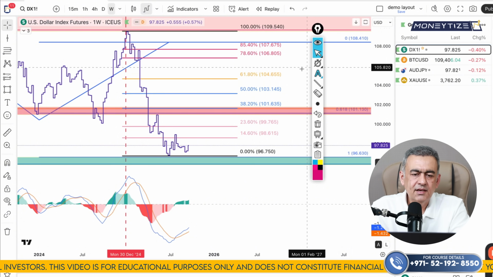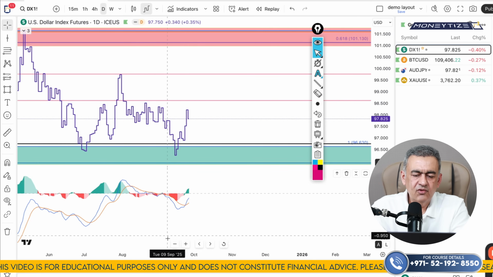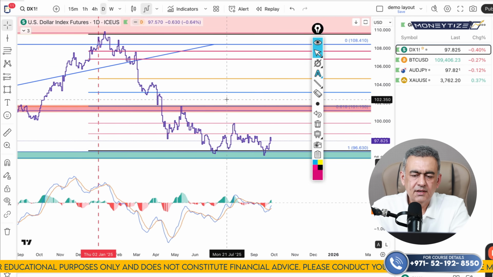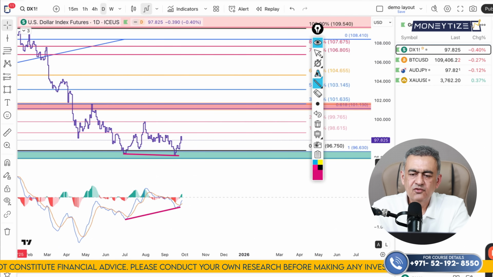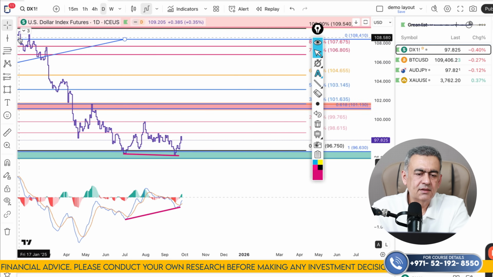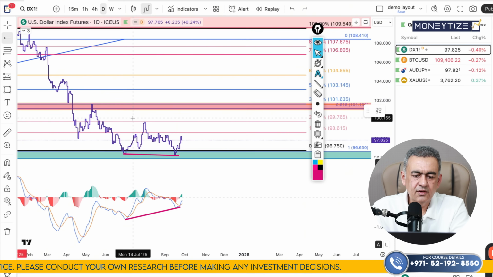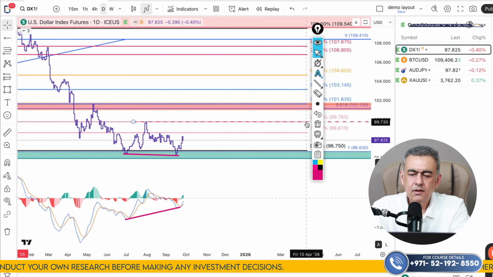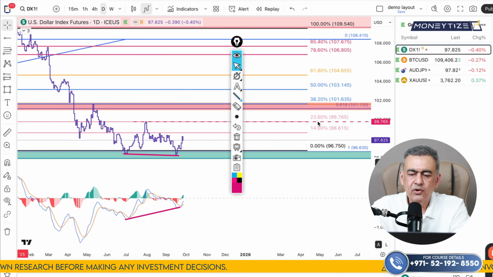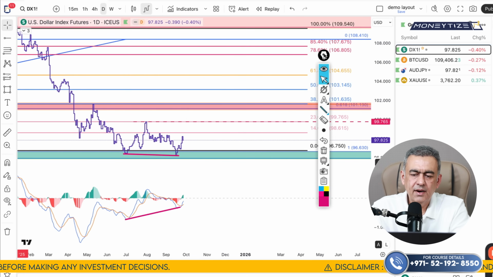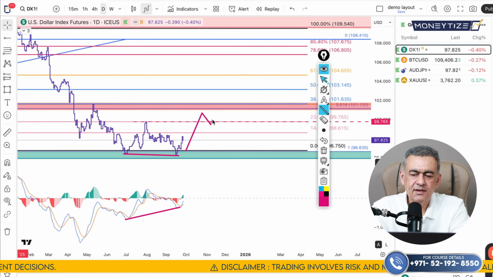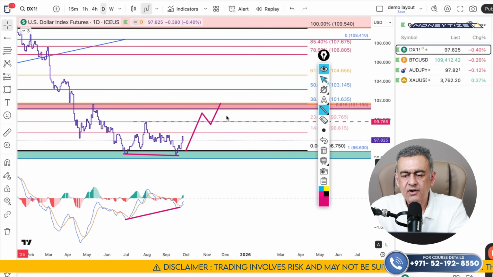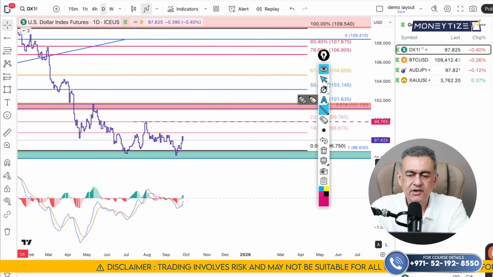Now I'll be switching to daily here, and on the daily frame, if you notice, we got the double bottom formation here. So this is double bottom with bullish divergence, and based on bullish divergence, I need to mark the break of structure level. So the break of structure level is exactly on fib retracement 23.6, so 99.76. So buyers, they need to bring in money to break the structure and take it higher to the next resistance cluster, which is around 101.13.